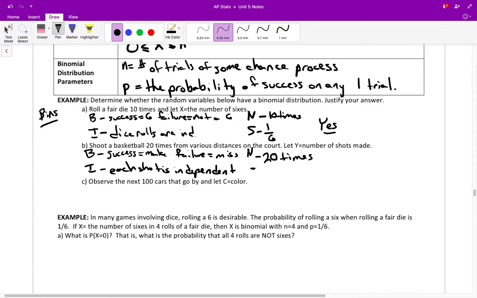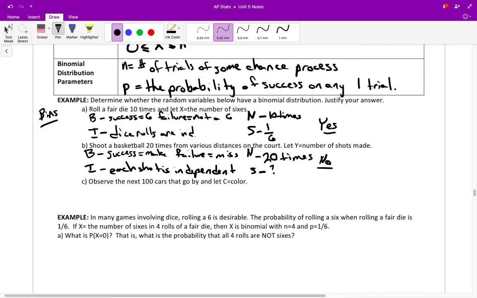And now let's look at S. What is the probability for each success? And in this case, we don't know. Each one, it says, is going to be at various distances. It's not saying that we have a 20% free throw shooter or a 30% three-point shooter. So really, we don't know the probability of each success happening. So that's kind of a problem. This is not going to be one that we can use a binomial distribution for.